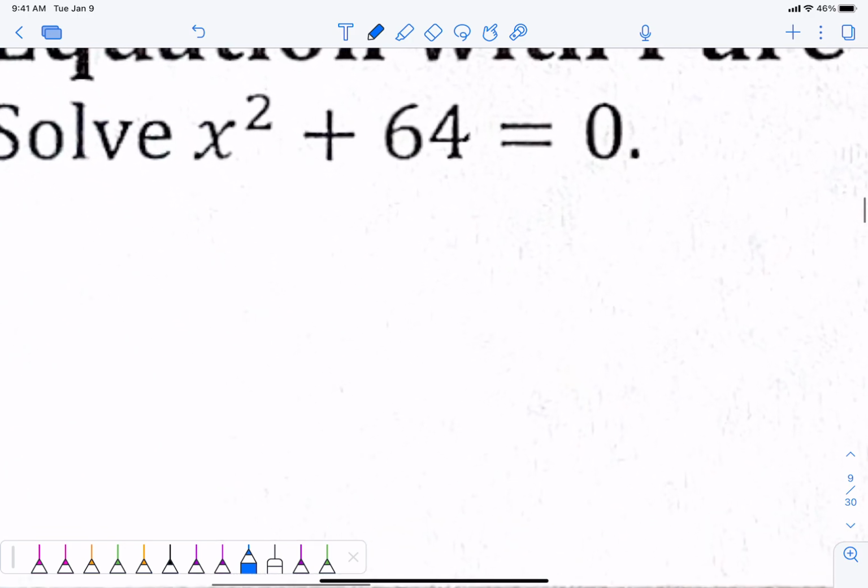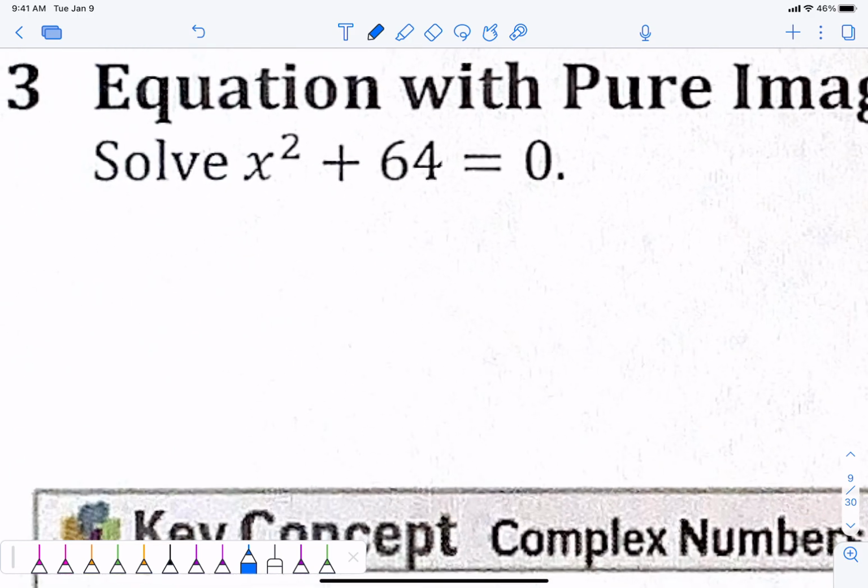Example 3. Everybody look at this example. X squared plus 64. You just wait. Not yet. Almost. X squared plus 64 equals 0.